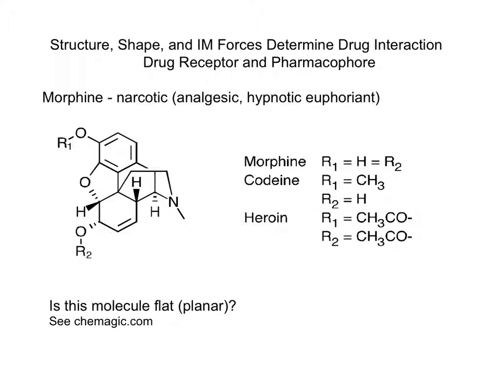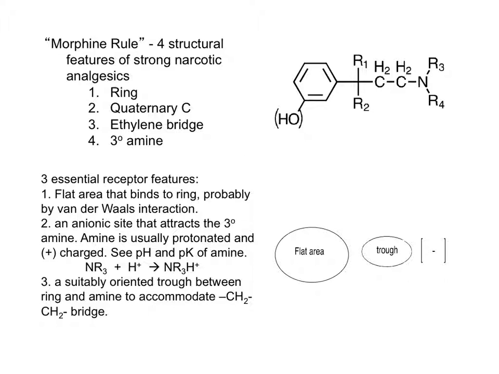An important application of structure, shape, and intermolecular forces is how a drug interacts with a drug receptor. This molecule is the opioid morphine, codeine, or heroin, depending on the R group. The opioid binds to the opioid receptor as a result of these structural features.